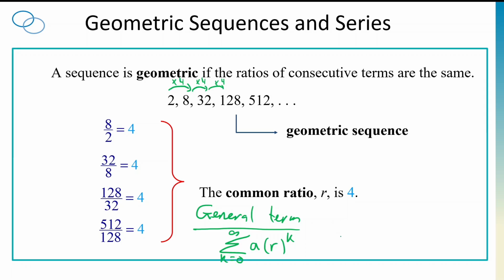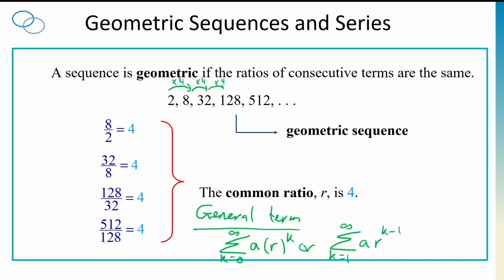Some other textbooks change the index and start from 1. That's why I told you, always keep your eye on the index. Where do they start from? If we re-index this one, the exponent should be k minus 1. So one of these two forms, they mean the same. Both of them are the general term of a geometric series.